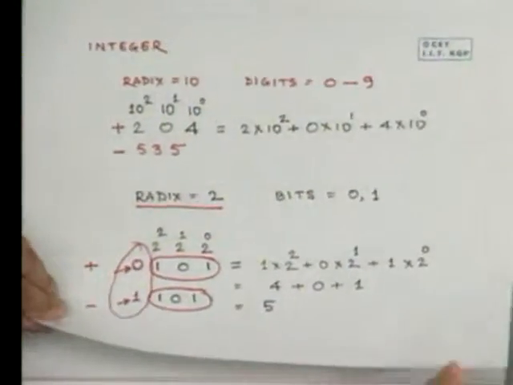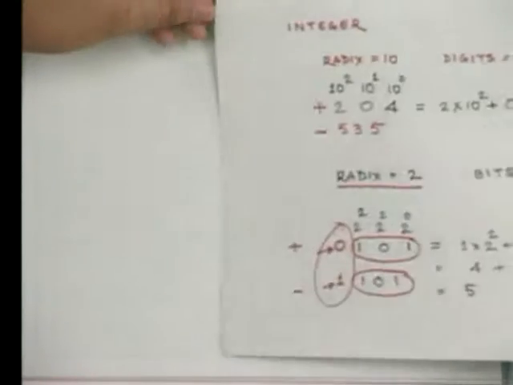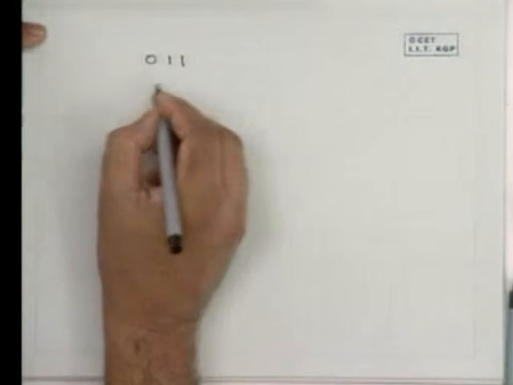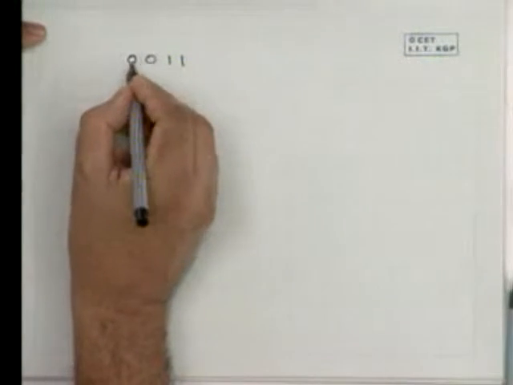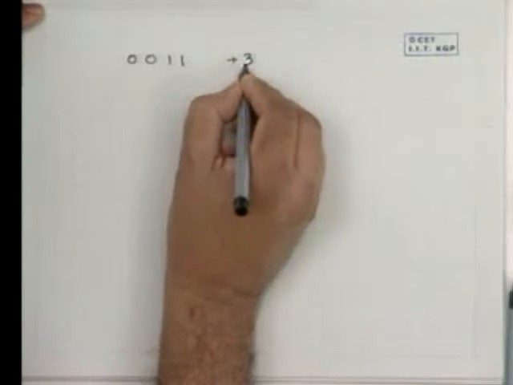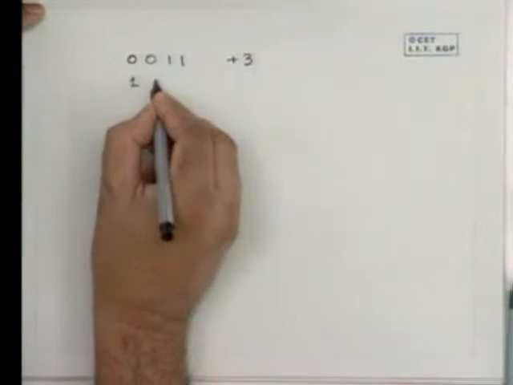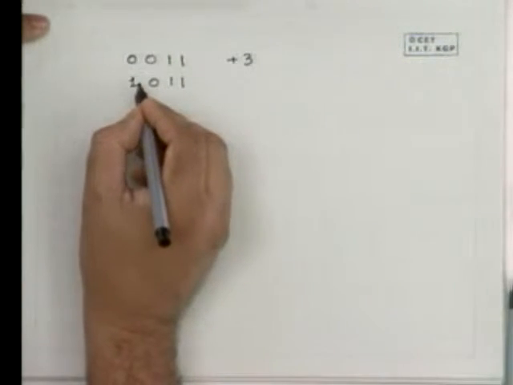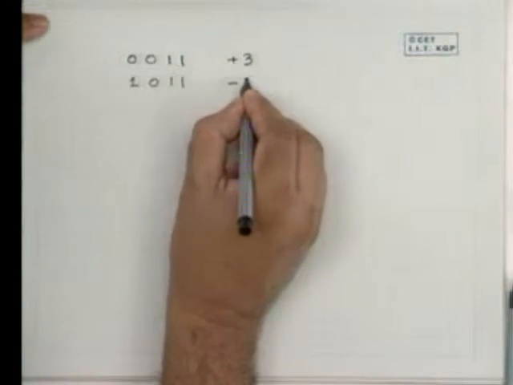Say for example, we are talking about a 4-bit number. In the case of a 4-bit number, if I write 0, 0, 1, 1, the most significant bit being 0, this is our plus 3. And if I write say 1, 0, 1, 1, the most significant bit being 1, we call it minus 3.